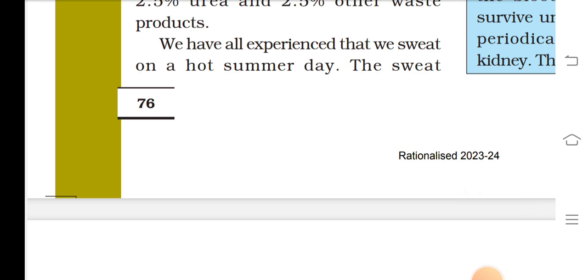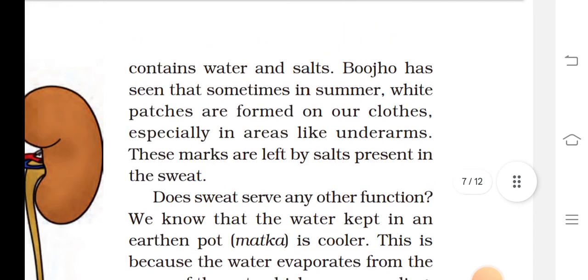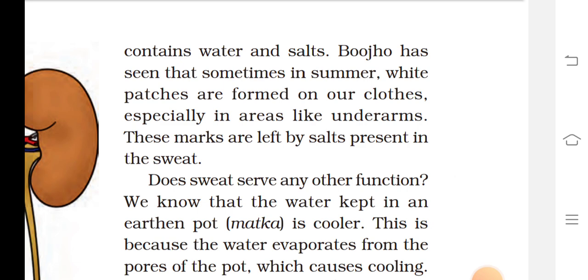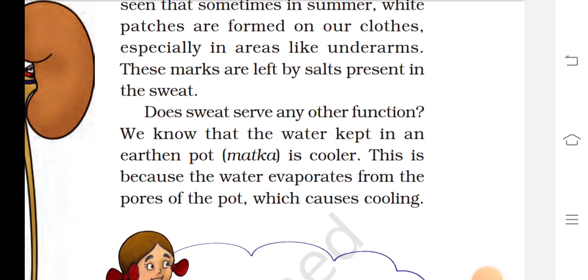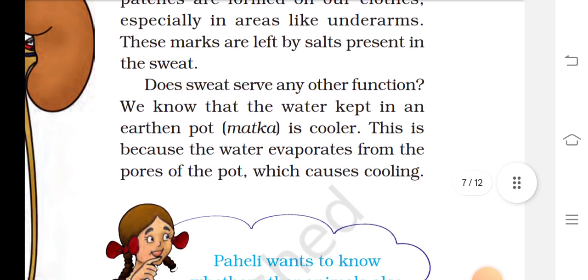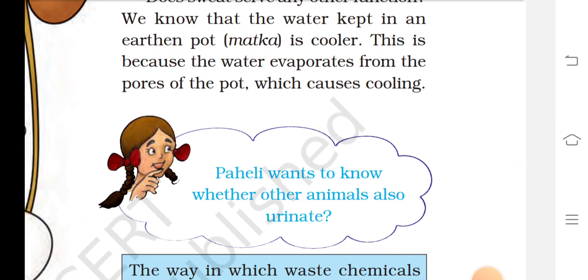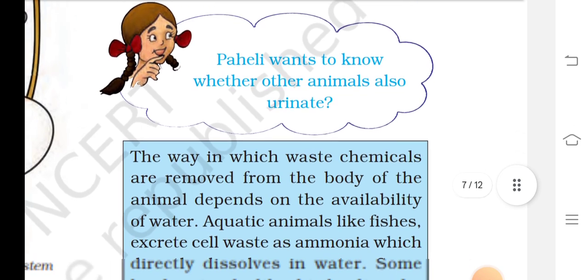We have all experienced that we sweat on a hot summer day. The sweat contains water and salt. Bujo has seen that sometimes in summer white patches are formed on our clothes, especially in areas like the underarms. These marks are left by salt present in the sweat. Does sweat serve any other function? We know that the water kept in an earthen pot, matka, is cooler. This is because the water evaporates from the pores of the pot, which causes cooling.